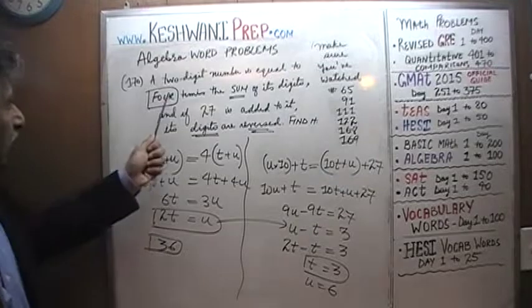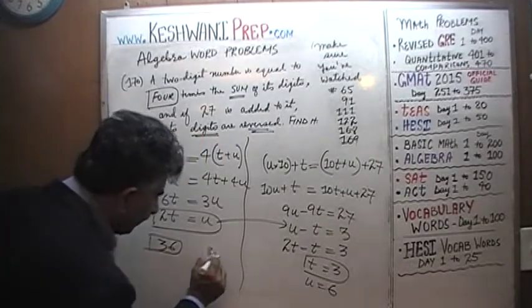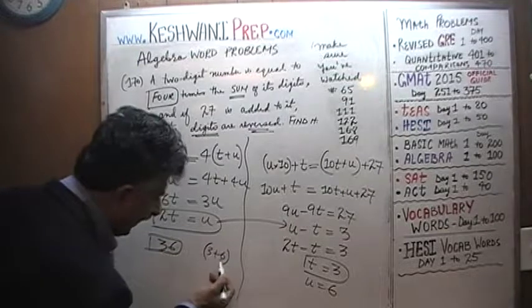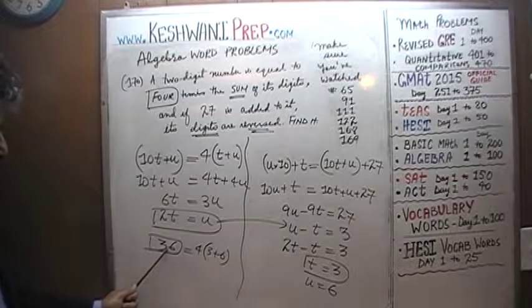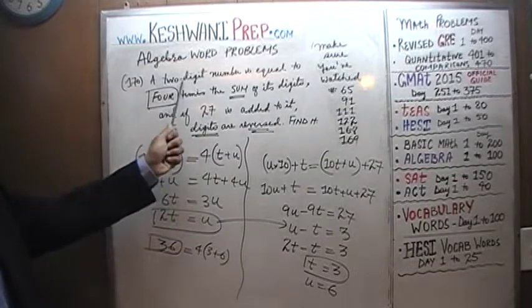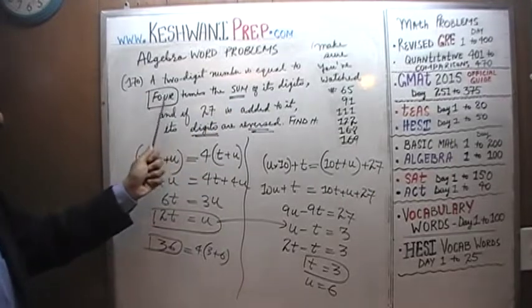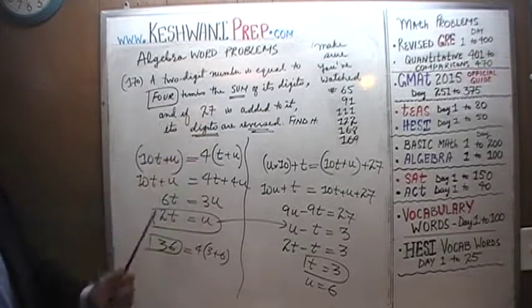It says a two-digit number happens to be equal to 4 times the sum of its digits. 3 plus 6 is 9. 9 times 4 is 36, which is exactly what this is. You see, 36 equals 4 times the sum of the digits, 3 plus 6. A two-digit number is such that 4 times the sum of its digits is equal to the number itself.